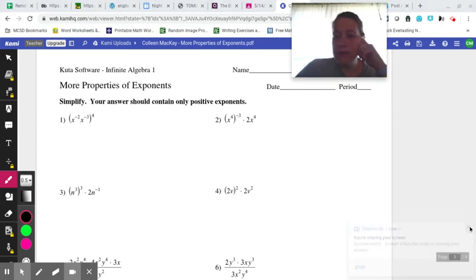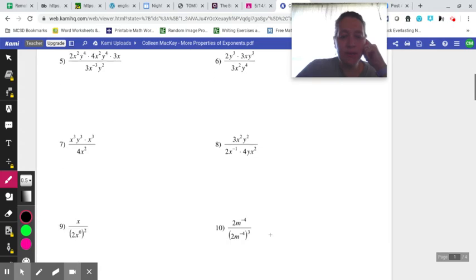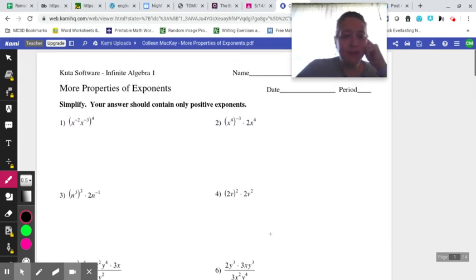Good morning. So today you're going to do questions 1 through 10 on this sheet, and I'll do the odd ones with you. And all we're doing is just more properties of exponents. So we're just doing some more practice with them. Okay, so let's look at question number 1.